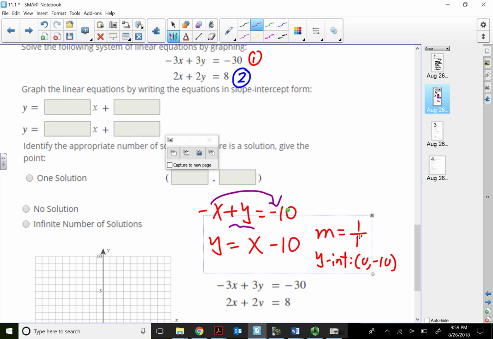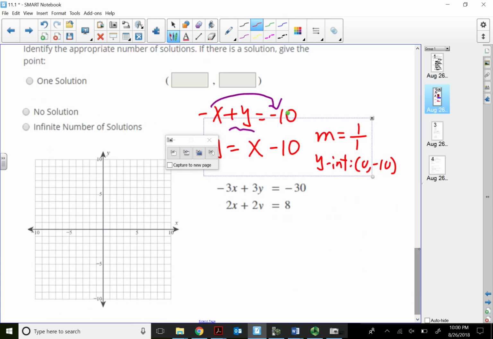So I'm going to write this down for my reference for the graph. Here, what you key in is 1x plus negative 10. All right, 0, negative 10 is way down here. Slope is positive, so up 1 to the right 1. So I'm going to do a little bit more, okay? Up 1 to the right 1, up 1 to the right 1, and so on. All right, let's work on the second one.